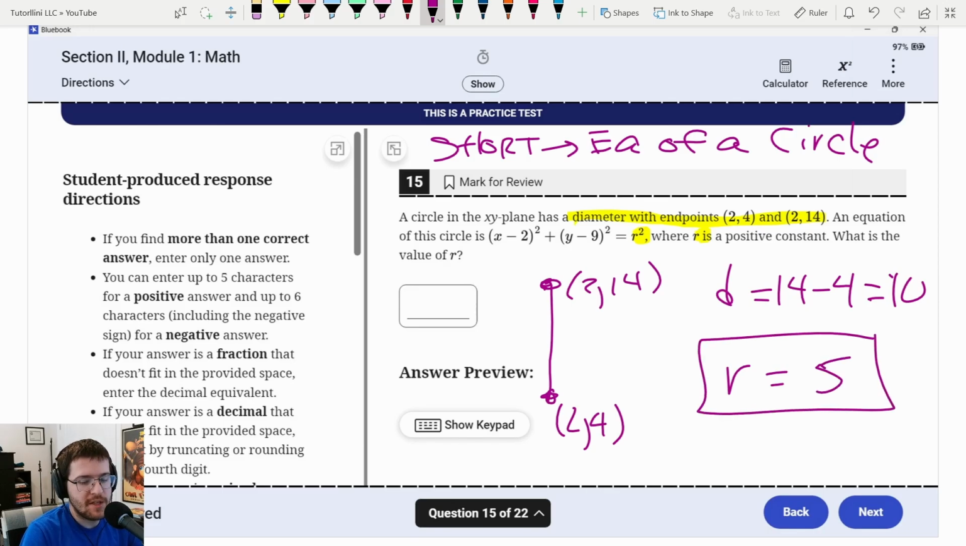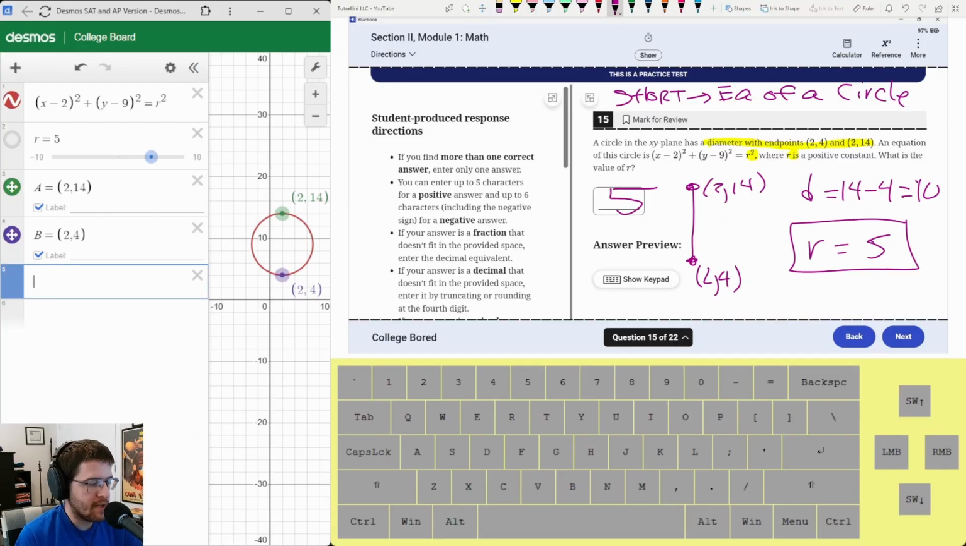Why don't we go type this into Desmos just to make sure we did it right. Okay, so I typed in the equation, then I typed in our answer, r equals 5, and then I typed in the 2 diameter endpoints. And you see, those certainly look like a diameter, so it seems like we did a good job.